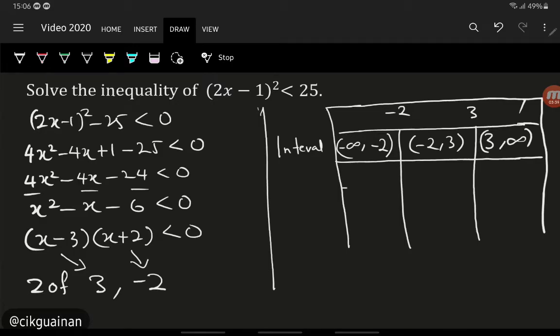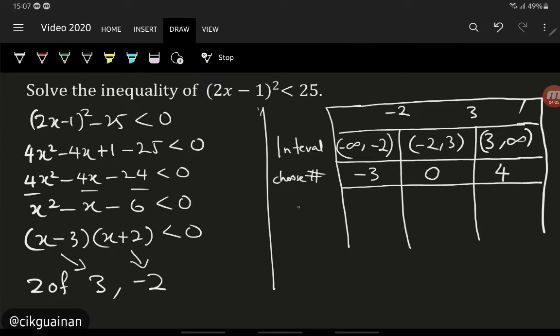Now the next one is to choose a number. This hashtag also means a number, right? It doesn't fit, just write like that. So minus 2 to minus infinity, maybe we can choose minus 3. For this one, minus 2 to 3, we choose 0. 3 to infinity, we choose 4.